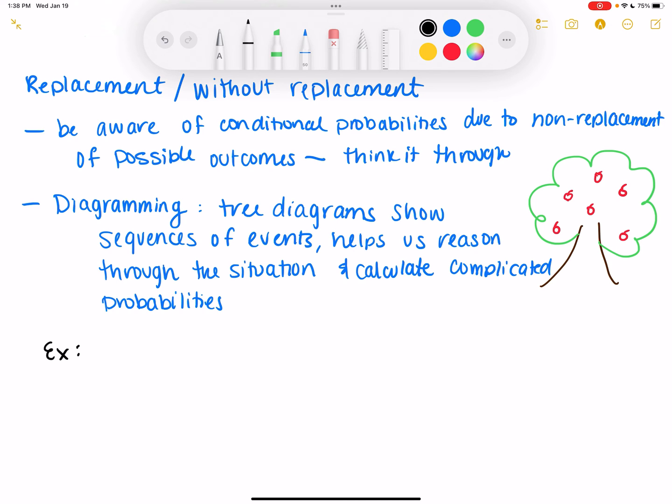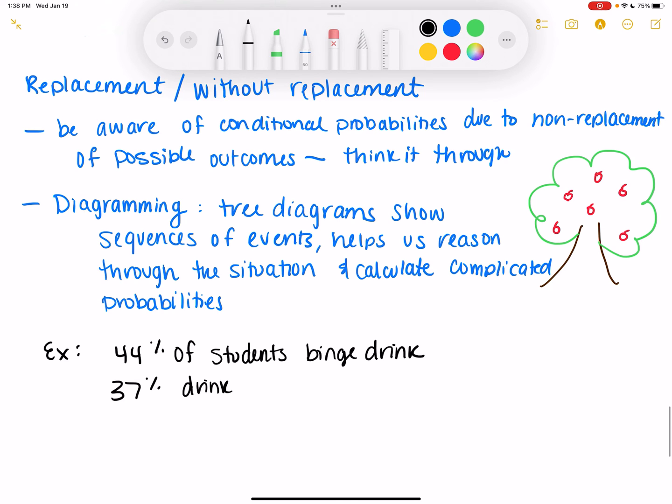For example, 44% of students binge drink. I notice this is a common theme. I think they're trying to call people out here. We'll say binge drink coffee. 37% drink moderately. Moderately drink coffee, guys. And then 19% abstain from coffee. They're anti-caffeine.